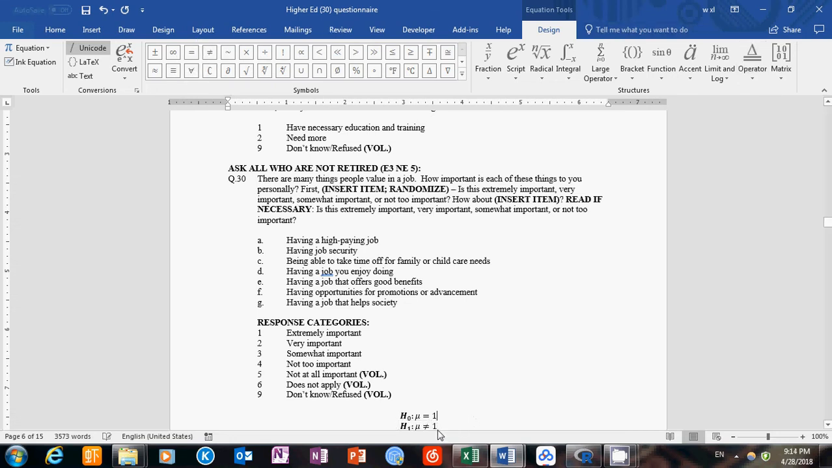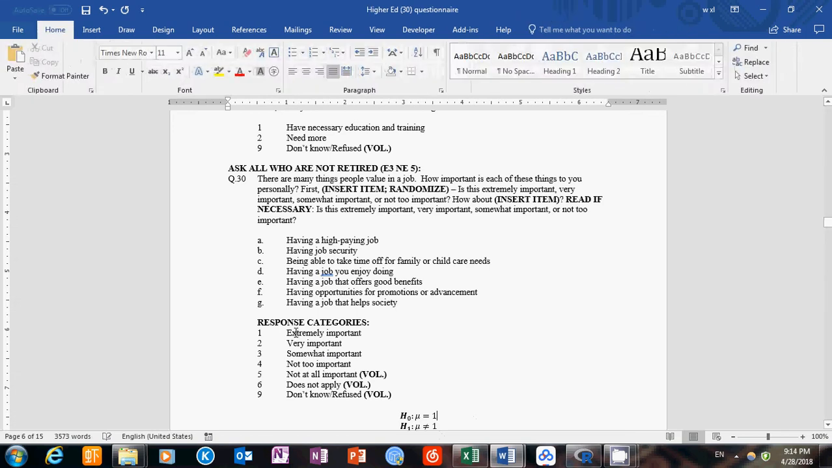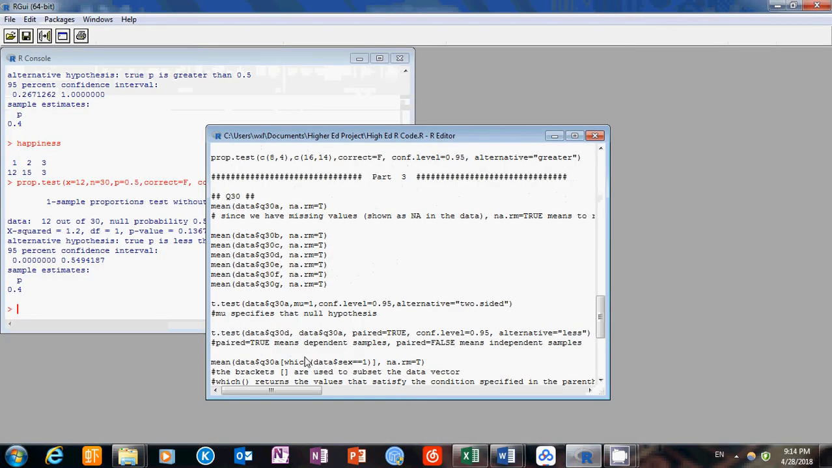So people don't think it's very important. It's extremely important. So if the average is 1, then that means it's extremely important. But if the average is not 1, that means people don't think that's extremely important. So let's test the hypothesis here. To do that, we need to find out the average of the rank.